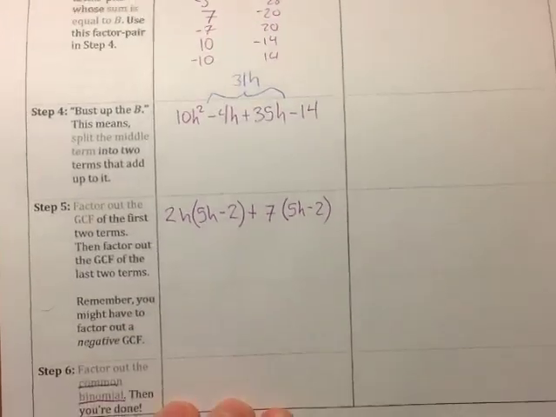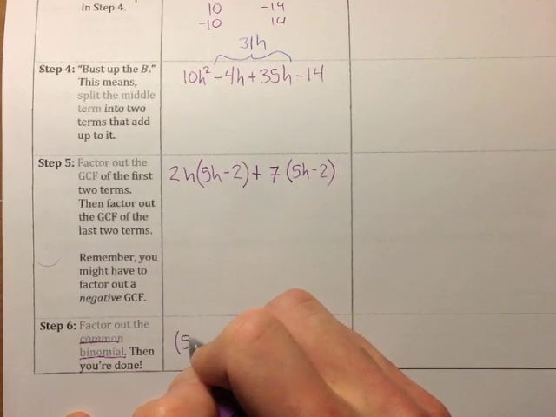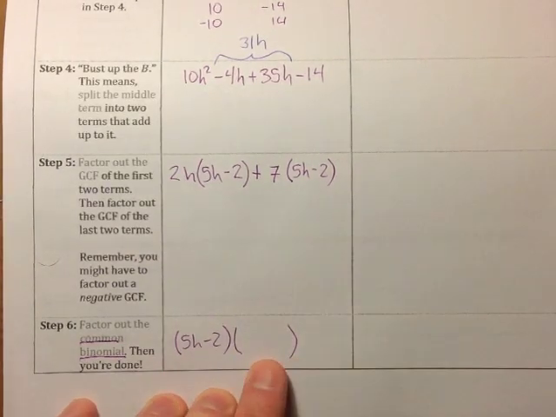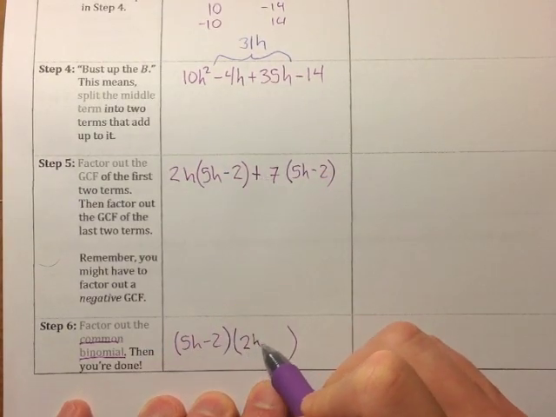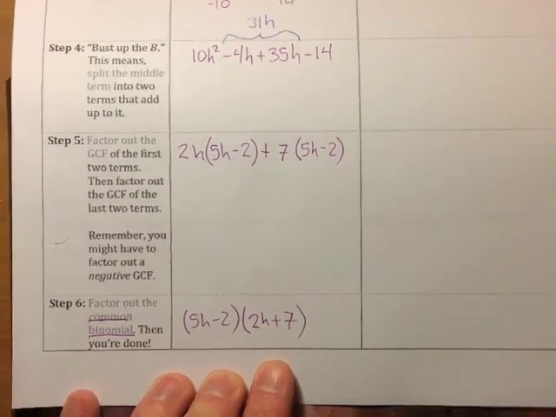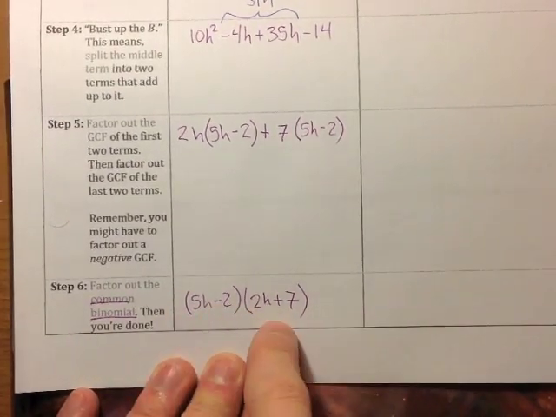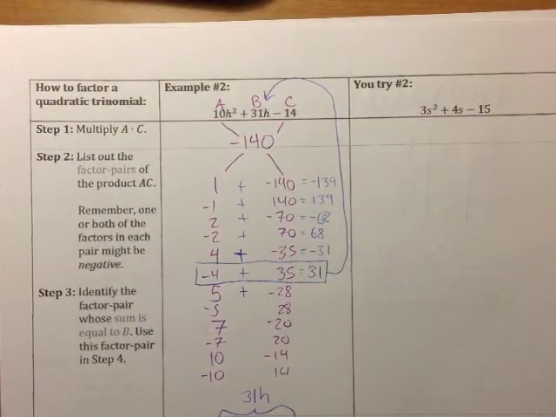Now, the last step is to factor out the common binomial, which is 5h minus 2 inside of parentheses. What's left over after I factor that out? 2h plus 7. And ta-da, we are done. Okay? Again, you can multiply this to check to see that we get 10h squared plus 31h minus 14 back.